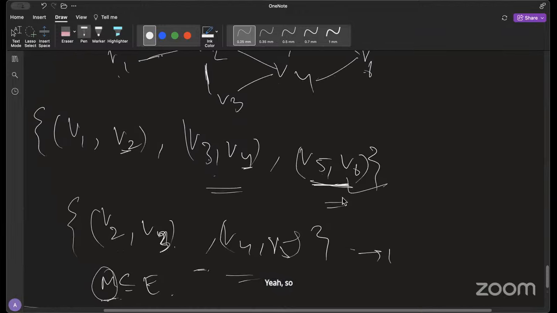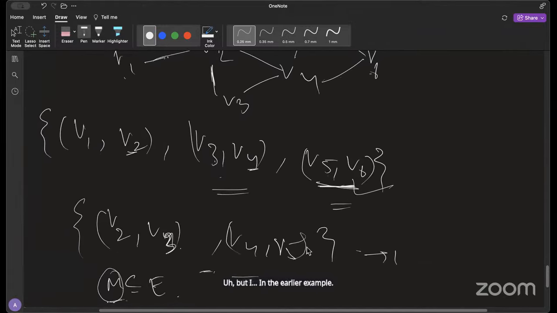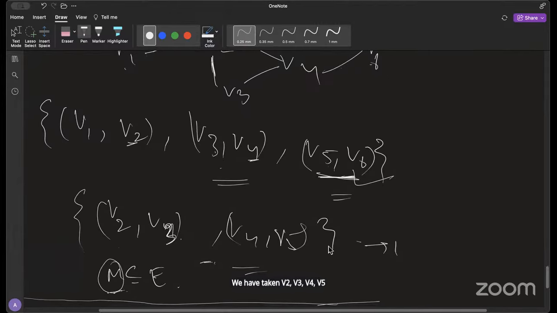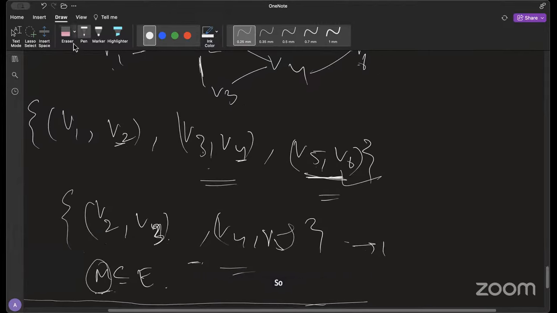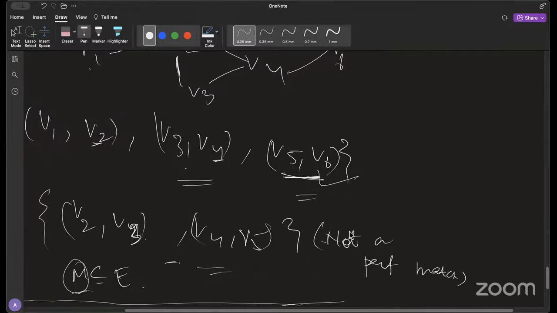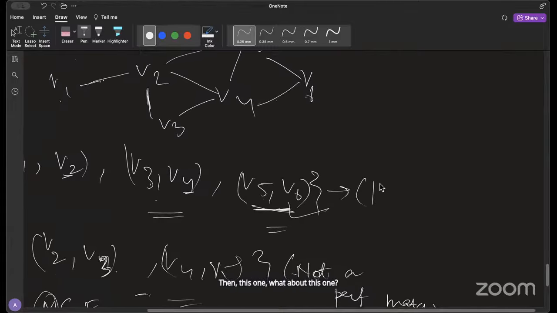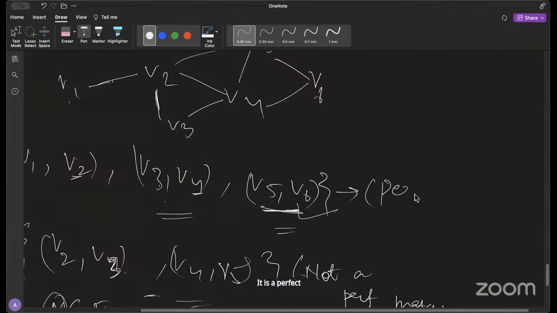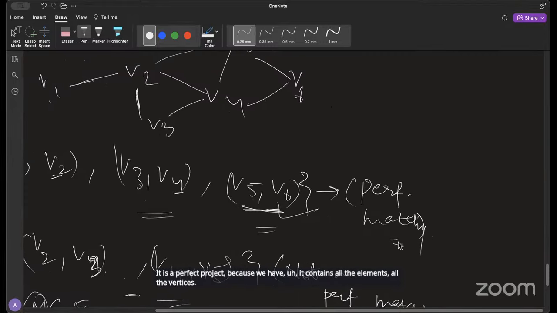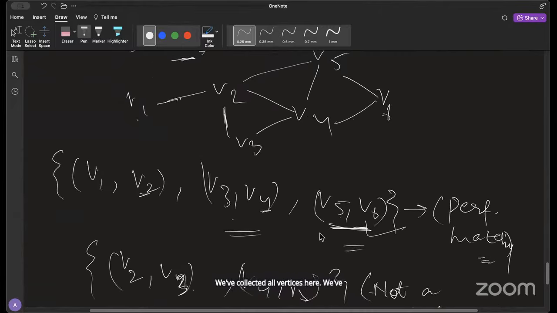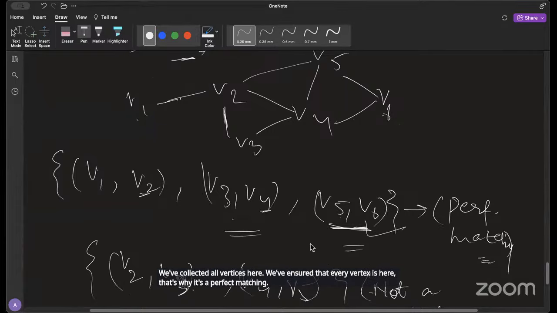In the earlier example, we have taken V2, V3, V4, V5, but we haven't taken V1 and V6. So it is not an example of perfect matching, right? This is not a perfect matching. Then what about this one? It is a perfect matching because it contains all the vertices. We've ensured that every vertex is here. That's why it's a perfect matching.